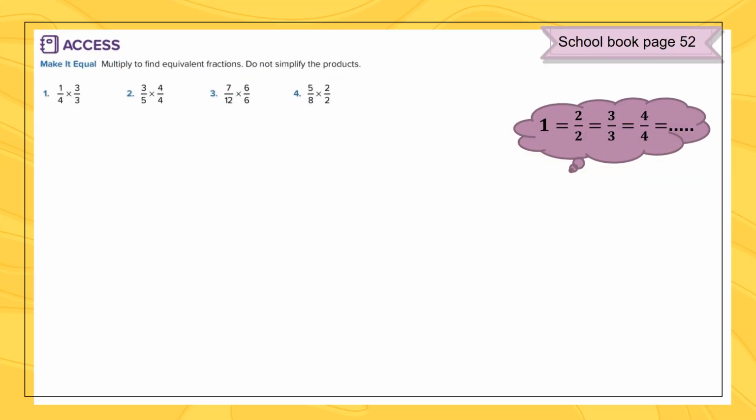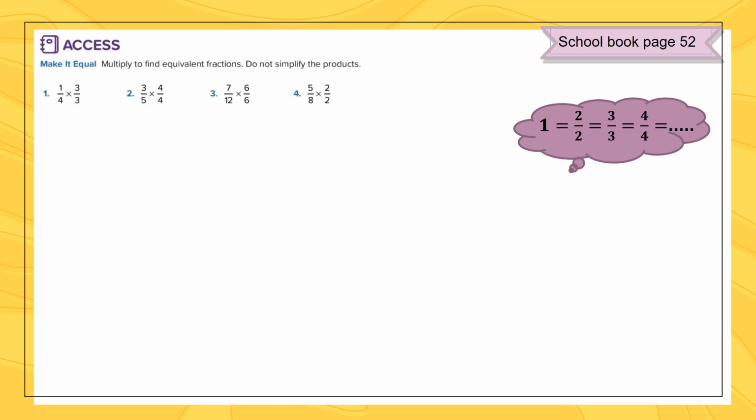Our school book, page 52. Multiply to find equivalent fractions. Number 1, 1 over 4 times 3 over 3. You can multiply the numerators together and the denominators together, so it will be 3 over 12.